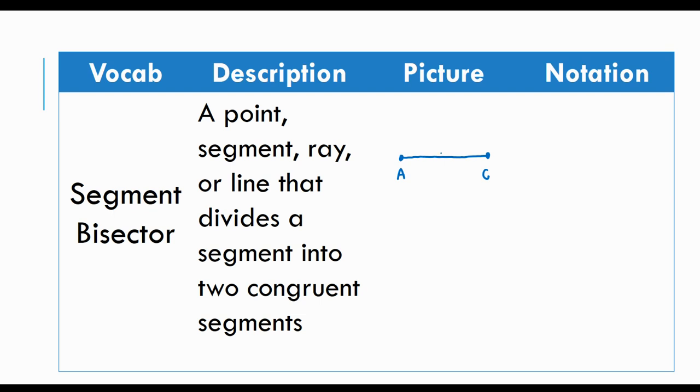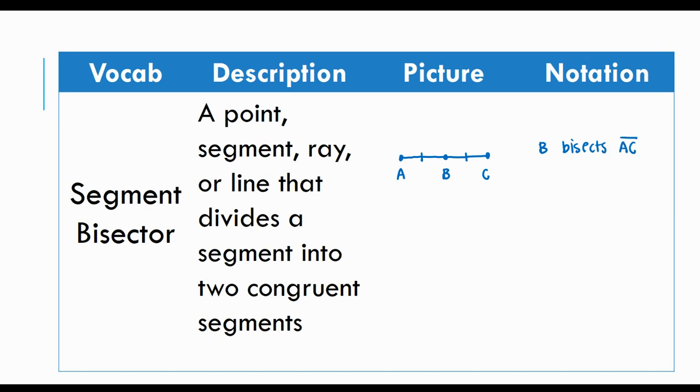So I'll demonstrate it with a point. I'm going to call it B. Obviously, if it is dividing it into two, it's got to be in the middle. And remember, to indicate that B is truly in the middle, we have to indicate with tick marks that we've got two congruent segments. So based off of this picture, I would say that the point B bisects the segment AC.